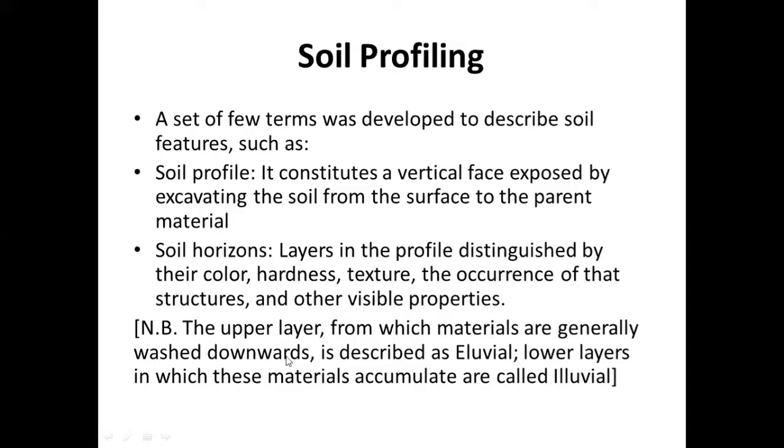From which materials are generally washed downwards from the layer. For example, if you consider raining on the soil, with the rainwater you can imagine that some materials inside the soil will be washed downwards. So from which layer that water is going downward, that is called eluvial. And lower layers where those particles are accumulated, that is called illuvial. I'll discuss more on this. So let's get to the next slide.